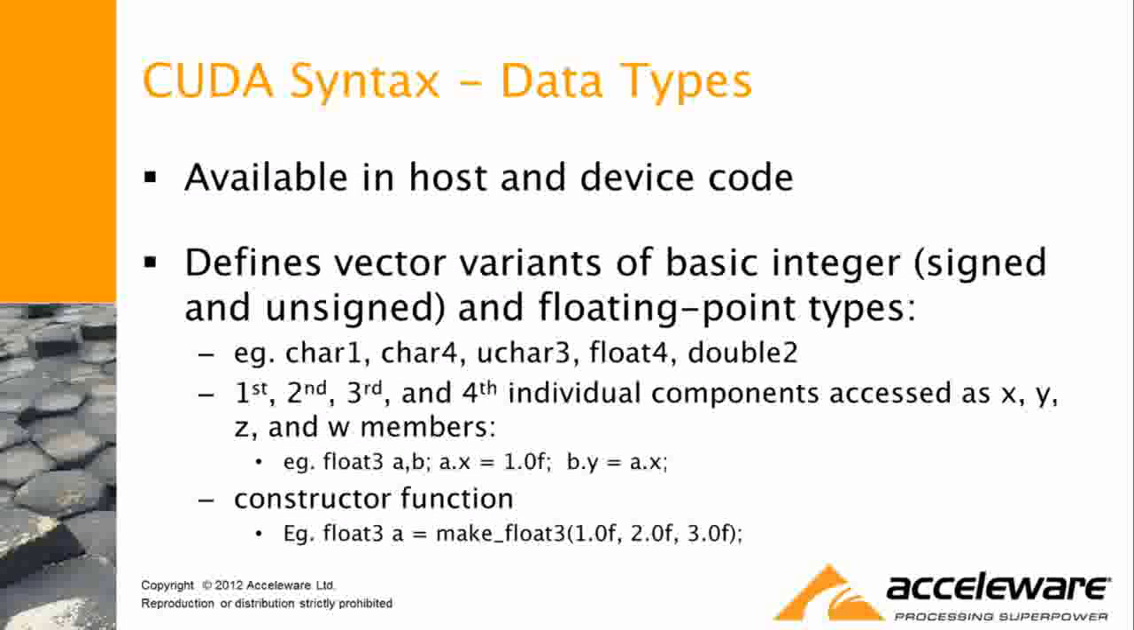You have some special data types. The data types that you get, you have the normal ones. You have int, you have char, you got all that stuff. But you also get vector variants of the code. This becomes a little bit more interesting when you do performance optimizations, potentially. But you can have, for example, a float 4 that contains 4 components, an x, y, I'm going to say it, z, and w component.